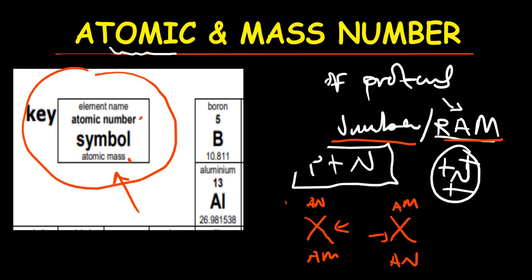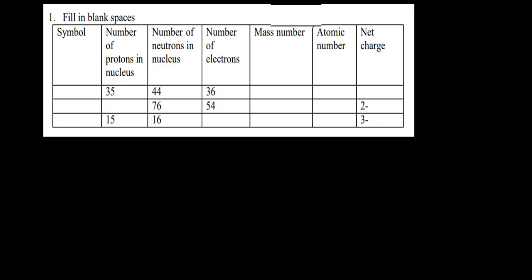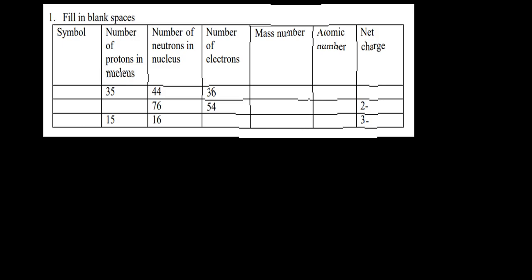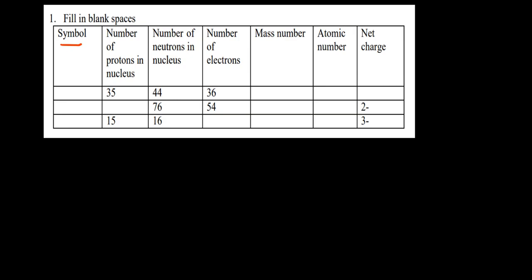We have this table that has different columns. The first column has the chemical symbol, and then I have the number of protons in the nucleus, number of neutrons in the nucleus, number of electrons, and then the mass number, the atomic number, and the net charge. You can see that we've been given some of these numbers, and they want us to fill in the blanks.